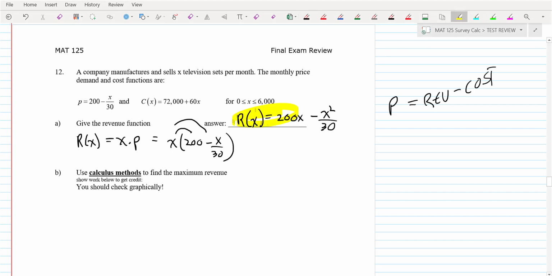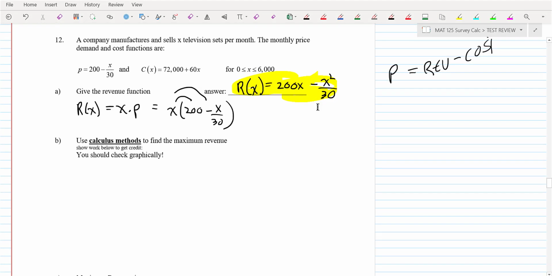Okay. So if you're given a price demand function, that's how you find the revenue. Now what we're doing is we're finding the maximum revenue using calculus. So what do you do if you're looking for a maximum? You do a derivative and then do what? Set it to 0. Exactly. And that's going to be good enough because you can check on your calculator. If you graphed this function on your calculator, it would verify whether you got the maximum right or not.